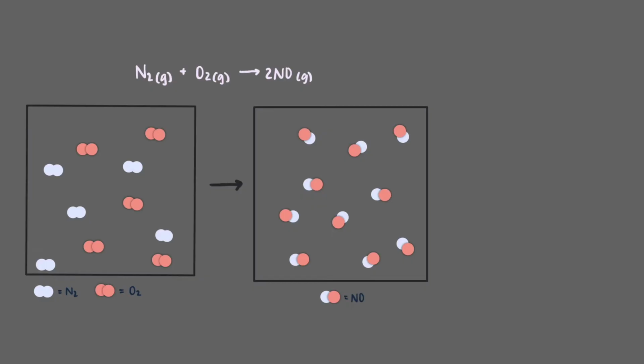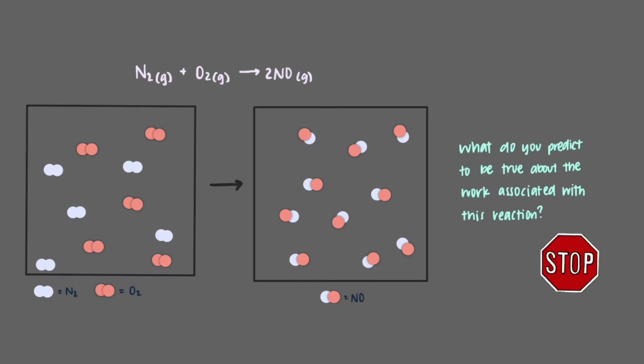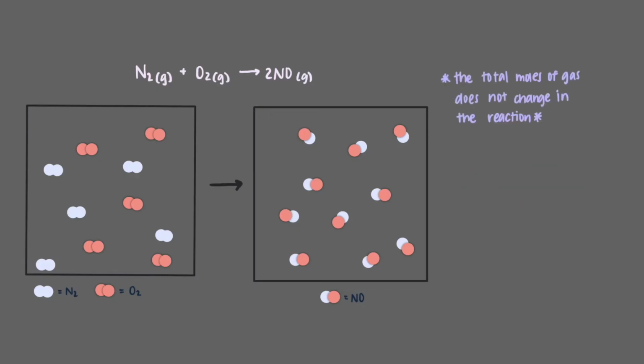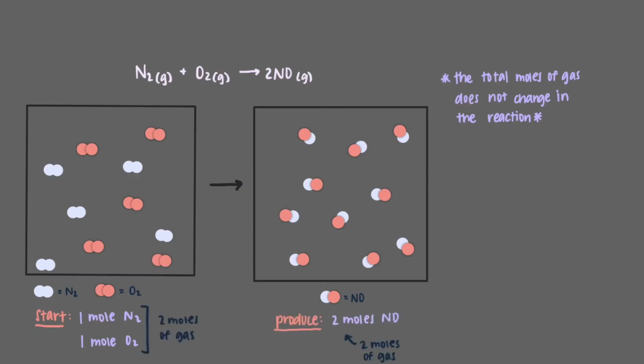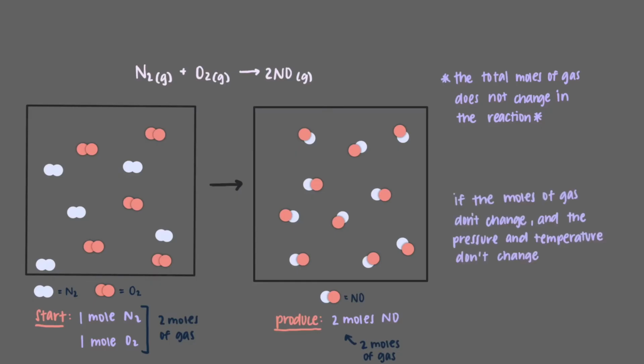Let's look at one more example. What do you predict to be true about the work associated with this reaction? Notice that the total moles of gas does not change in this reaction. If you started with 1 mole of nitrogen and 1 mole of oxygen, then you would make 2 moles of nitric oxide. That means that the number of moles of gas does not change. If the moles of gas don't change and the pressure and temperature don't change, then the volume will not change either. So that means that there's no work being done.